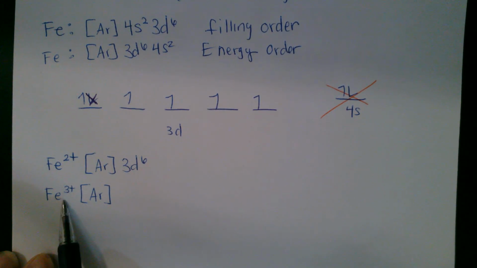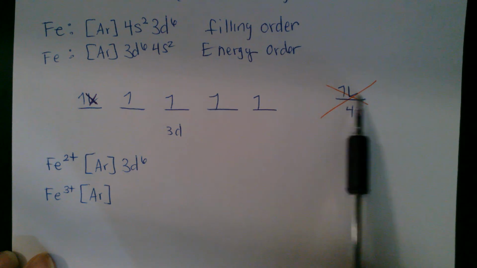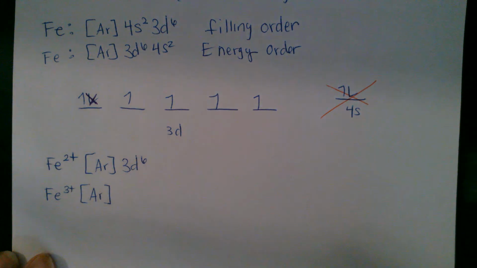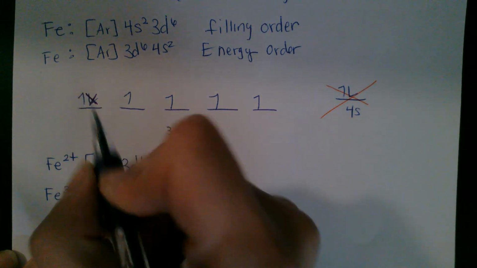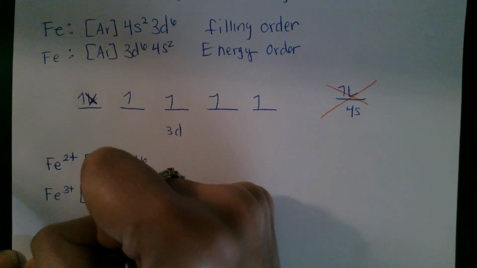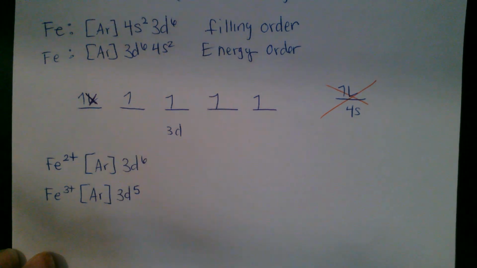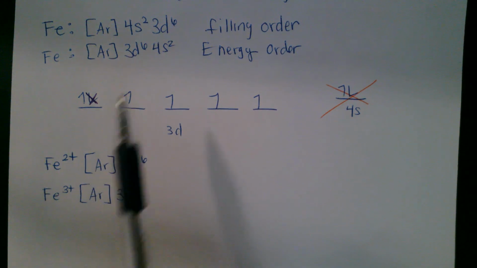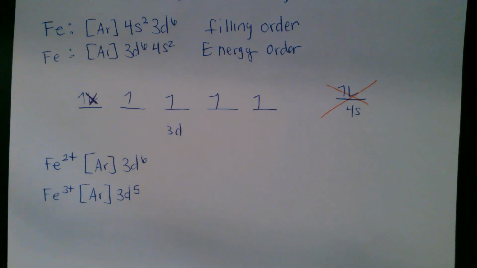So to form a +3 charge, we would lose the S's first, and then that spin down electron at higher energy. So Fe3+ is argon 3d5. Okay, so higher energy electrons are lost first, and then you start losing the D electrons.